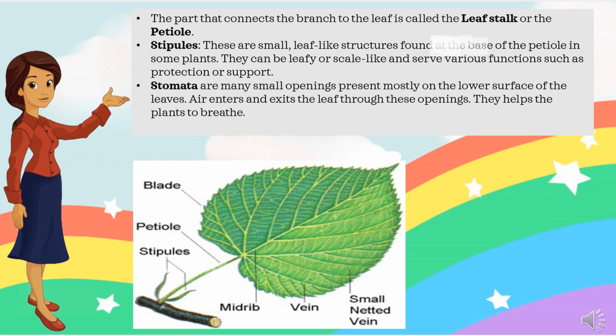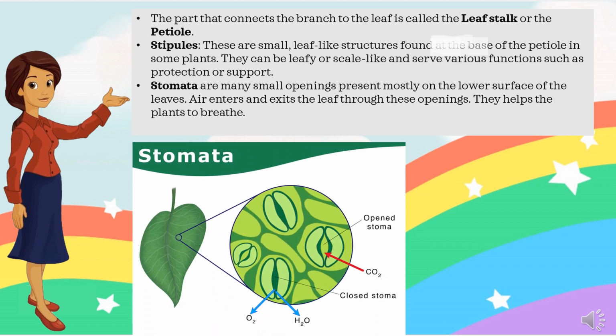Now, we move on to stomata. These tiny openings are on the underside of the leaves. They help the plants to breathe. They allow the plant to take in carbon dioxide for photosynthesis and release oxygen and water vapor.